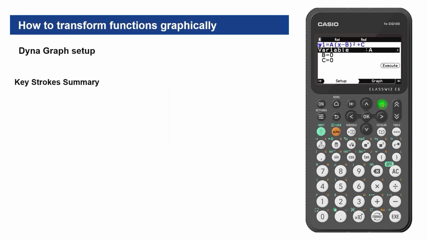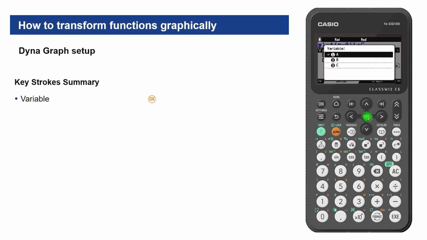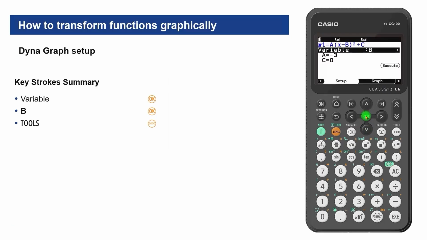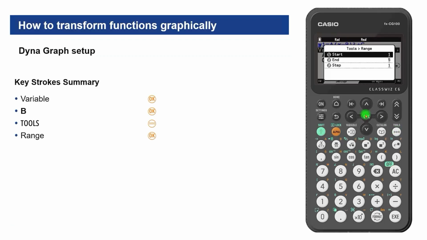In Setup, the alpha variable for animation can now be specified, together with setting the constant values of any other alpha variables. Select Variable to show a pop-up of the 3 variables in the Y1 function. To demonstrate a translation, we will select variable b. Then press Tools to specify the values of b that will be animated. Select Range and enter the desired parameters, starting at -2 and ending at 2.